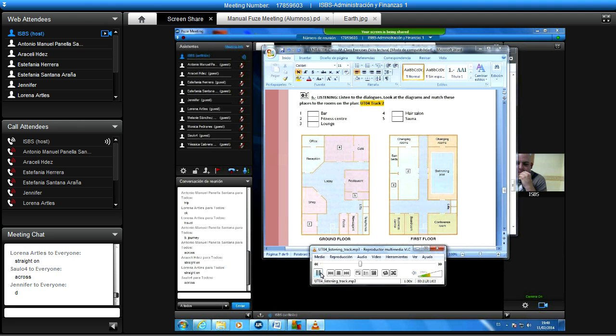So letter D. The fitness center is like the gym, okay? But it's like an alternative name for gym.